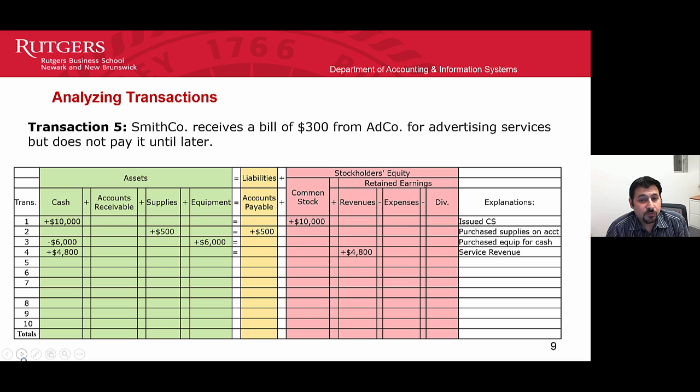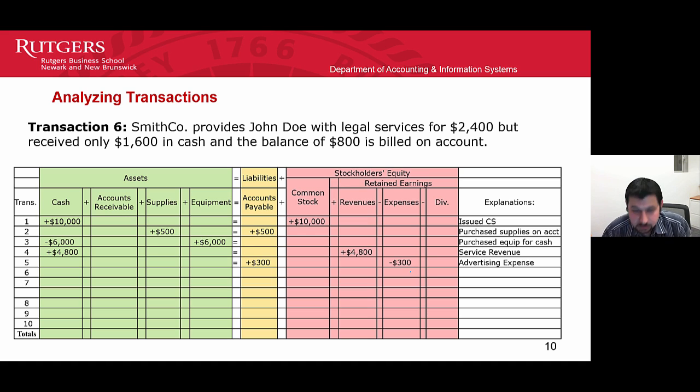And because they received services, this will also cause a decrease in stockholders' equity. Why? Because this is an advertising expense. So this expense will decrease stockholders' equity. So we have now 300 plus 300 liabilities, and we have minus 300 expenses. That would be advertising expense.